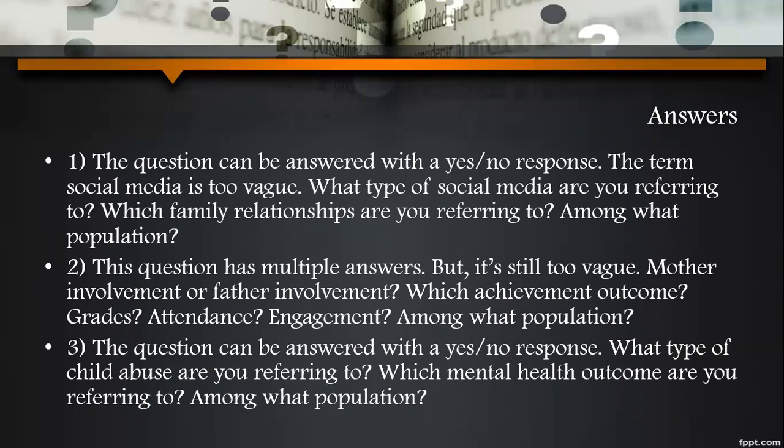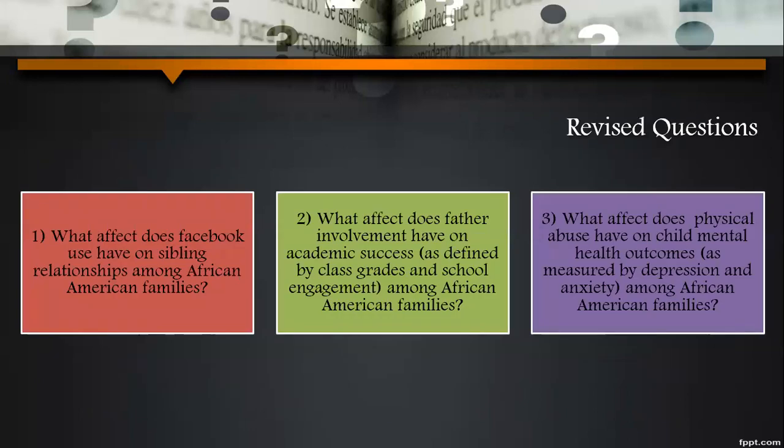And then finally, the third question. This question can be answered with a yes or no response. Also, we need to think about what type of child abuse we are referring to, because there are many different types of maltreatment. Also, which mental health outcome are we referring to? There are so many mental health outcomes that we can explore here, okay? And then among what population? So I have rewritten each of these questions to make them a bit more clear, okay?